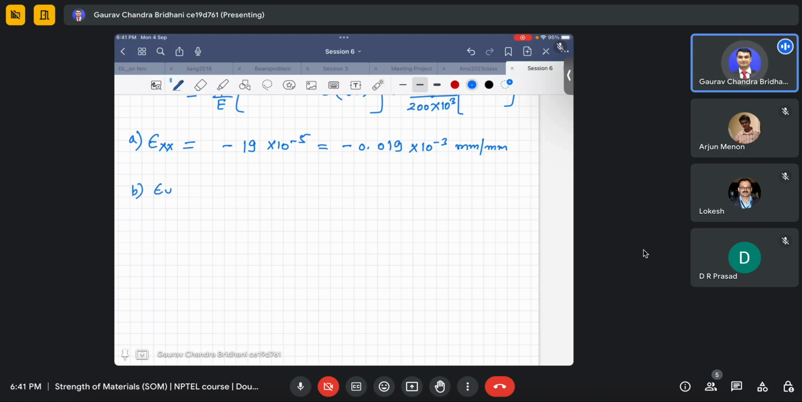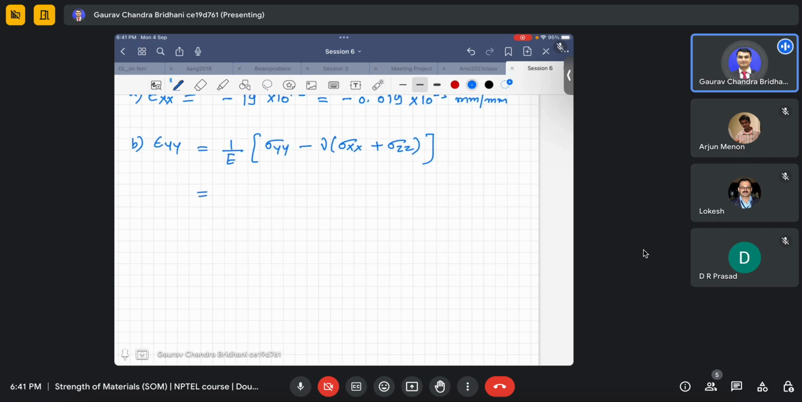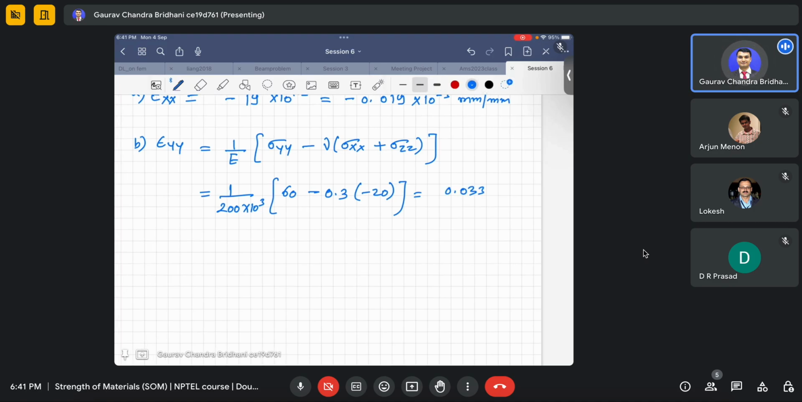Part B we'll find epsilon yy. Again we know it is 1 upon E times sigma yy minus nu times (sigma xx plus sigma zz). So this is 1 upon 200 into 10 to the power 3, times sigma yy 60 minus 0.3 times -20, and sigma zz is 0. So it becomes 66. I'll divide also, and it will become 0.033 into 10 to the power -3.